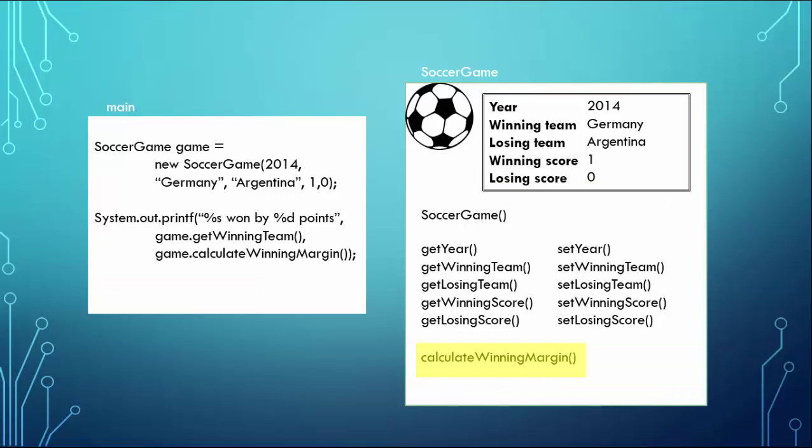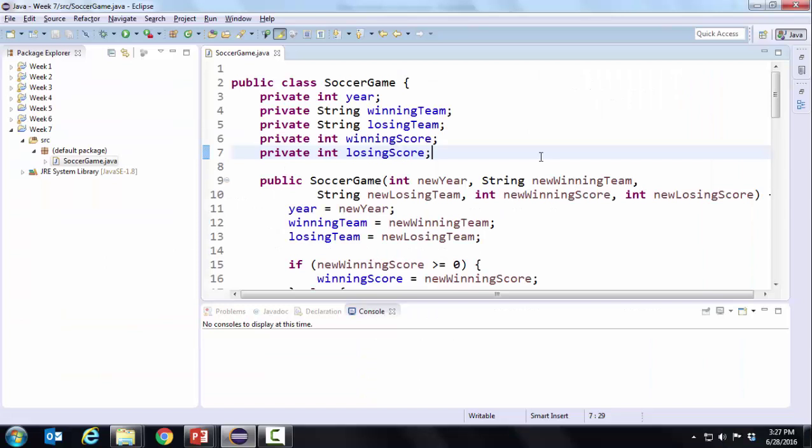Instead, we'll add a method called calculateWinningMargin. That method's not a get or set method, but it's going to use information that's part of the soccer game. It's going to use the winning score and the losing score to calculate the margin, and it's going to return that value. So our main method still gets what we want. We still call a method called calculateWinningMargin, and it just gives us the answer. So let's see how we write this in Eclipse.